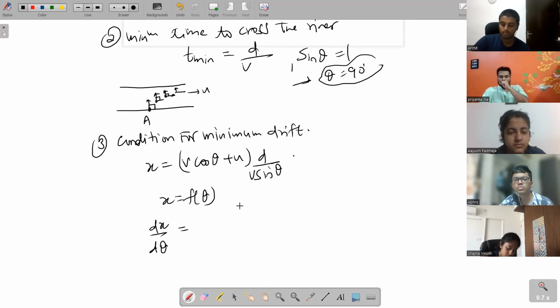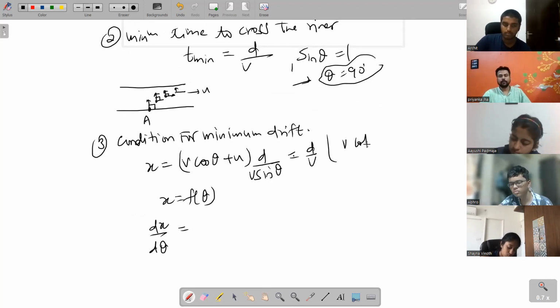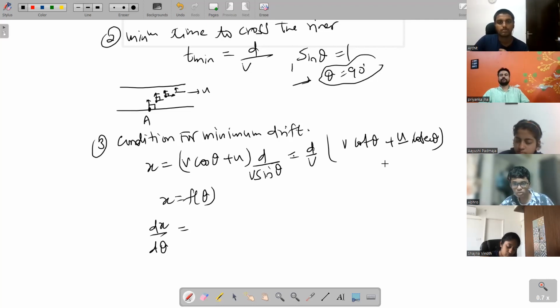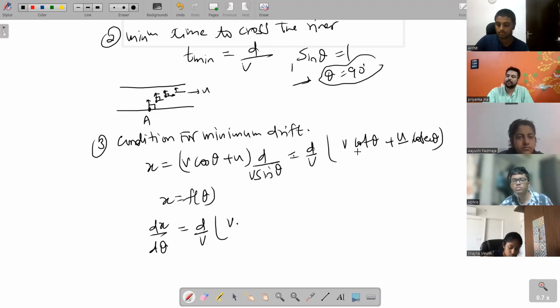Differentiate now. This is d upon v of v cot theta plus u cosec theta. Now we know that constant will come out, v will come out, cot theta. What is the differentiation of cot theta? That is minus cosec square theta. So minus cosec square theta. And what is the differentiation of cosec theta? That is minus cosec theta into cot theta.